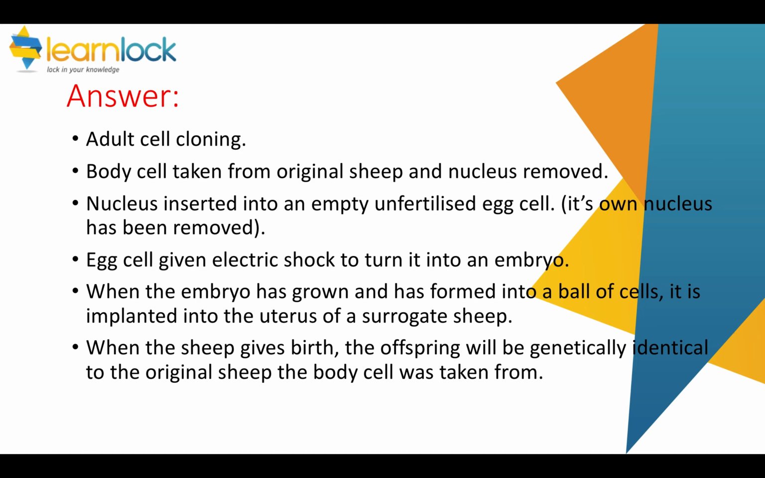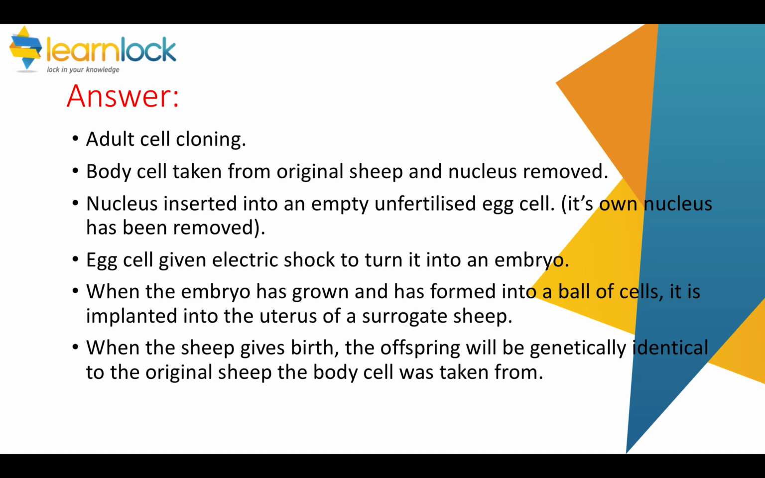So you take a body cell from the sheep you want to clone and you take the nucleus out of that. You put that nucleus into an empty, unfertilised egg cell. You then give it an electric shock to turn it into an embryo. And when it's grown into a ball of cells, you can put that into a surrogate. And when the sheep gives birth, the offspring will be an identical clone to the original sheep you took the body cell from.